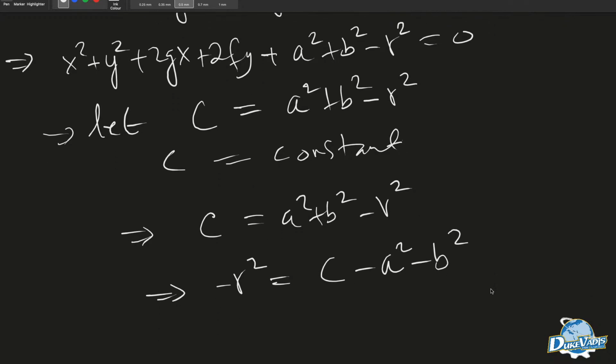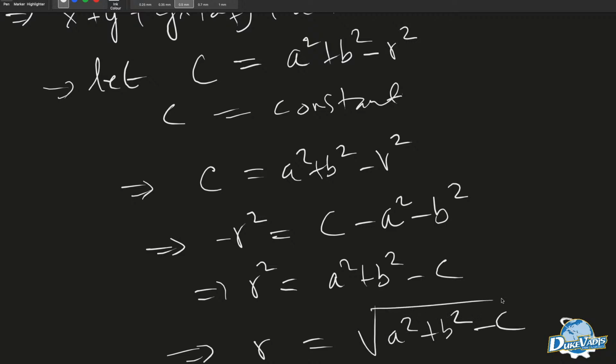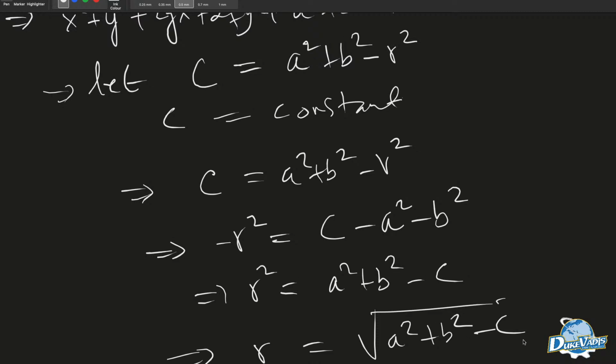Have you seen that? So when we multiply through, we'll get r squared to be equal to a squared plus b squared minus c. And therefore we can say that r is equal to the square root of a squared plus b squared minus c. So this becomes the equation that we can also use to find the radius of the circle, knowing the center and knowing the c.